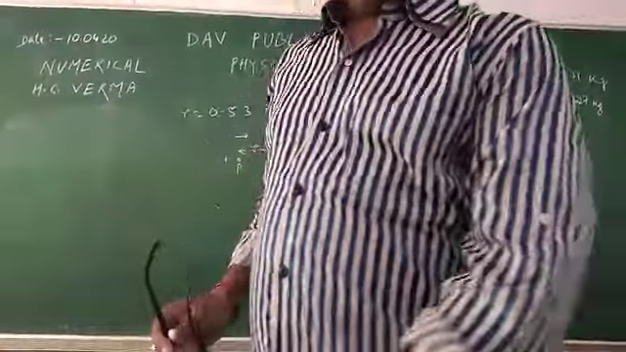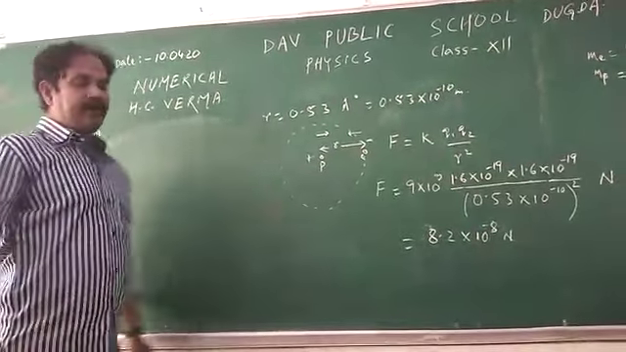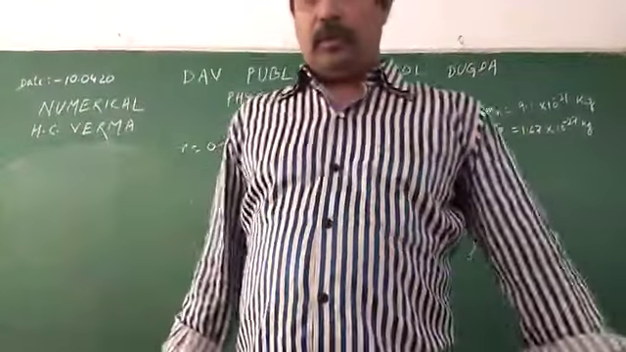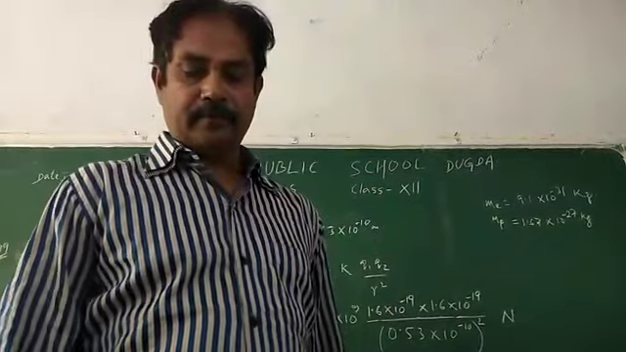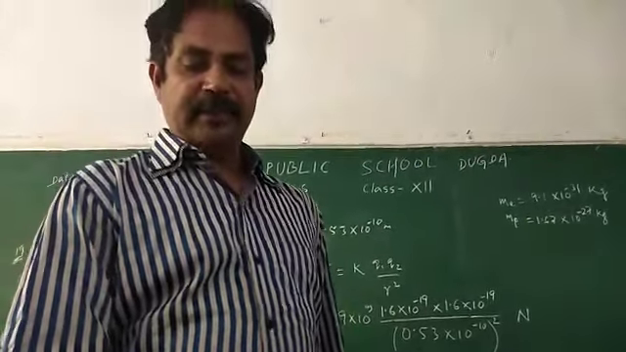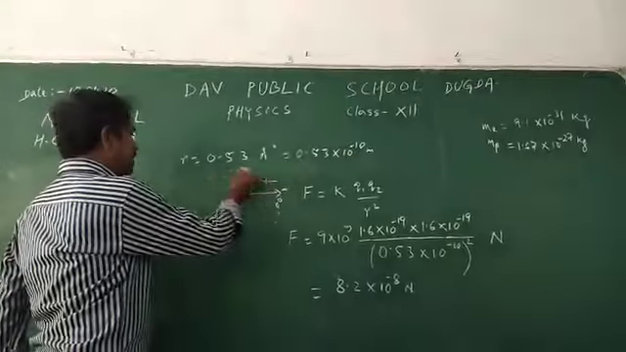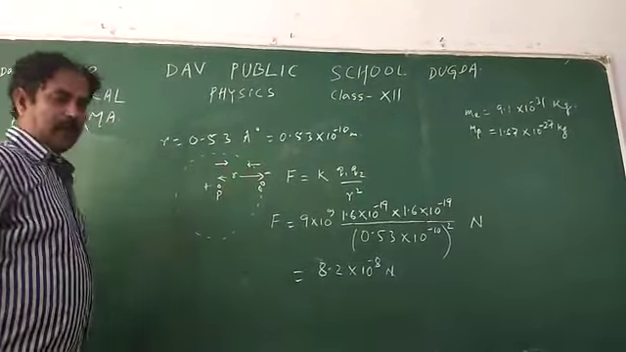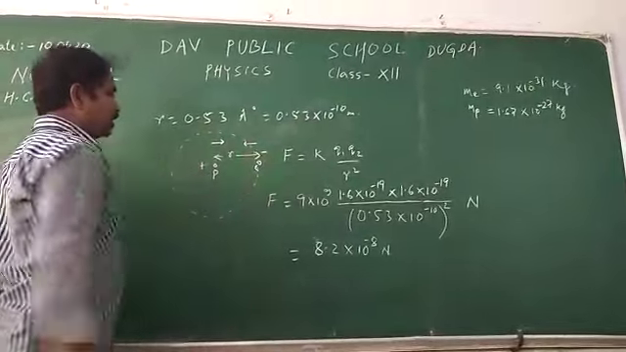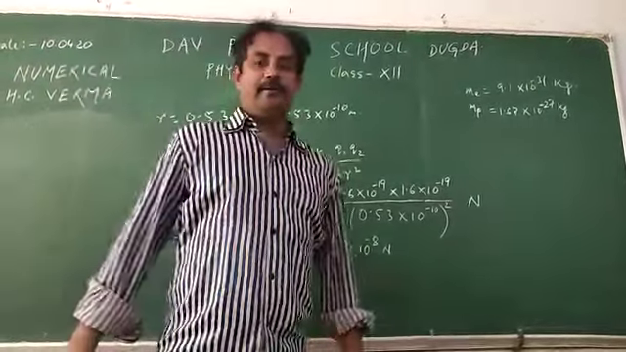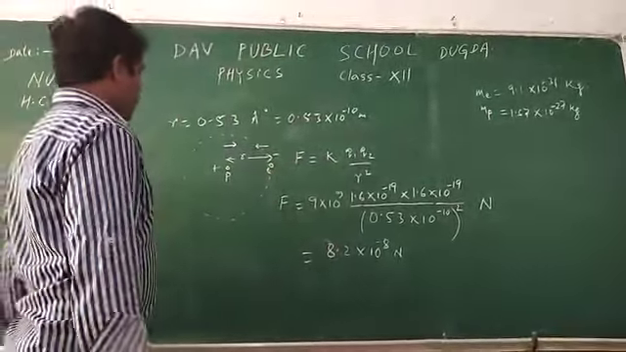Next question, question number 19. Question number 19 is related to the story of question number 18 too. In question number 19, it is asked what is the speed of the electron, or you have to find out at what speed the electron is revolving around the nucleus.